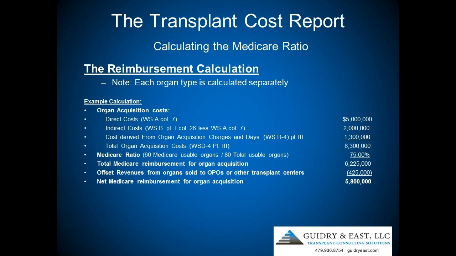However, the OPO procured some organs, or we may have sent some kidney impaired donations, shipped them out, and received payment. Those total $425,000. So in our example, the net Medicare reimbursement is $5.8 million.